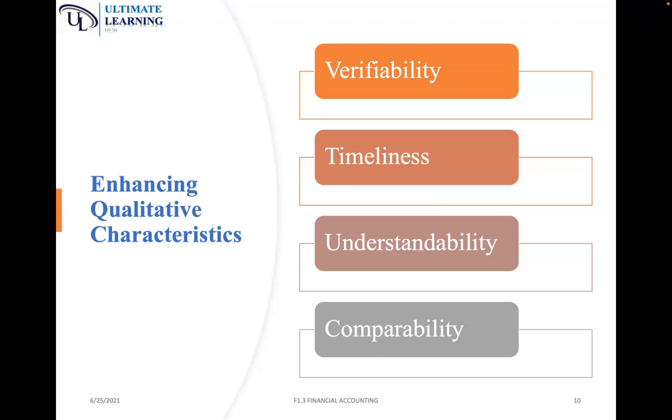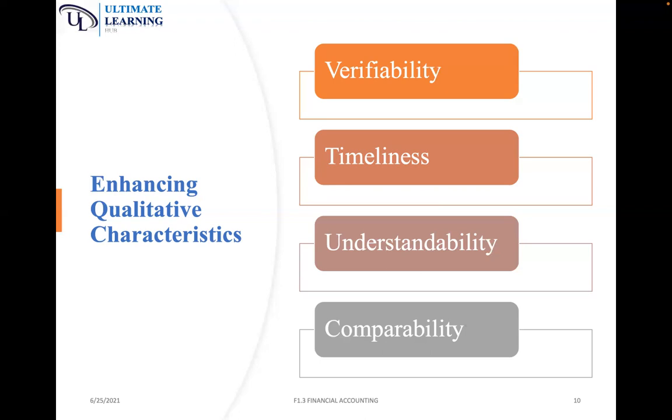The third qualitative characteristic which is enhancing is understandability. When we talk of understandability, there is a need to classify, characterize, and present information clearly and concisely so as to make it understandable. So the preparers of information must present the information in a way that it is very clear that the users can easily understand what is presented to them.